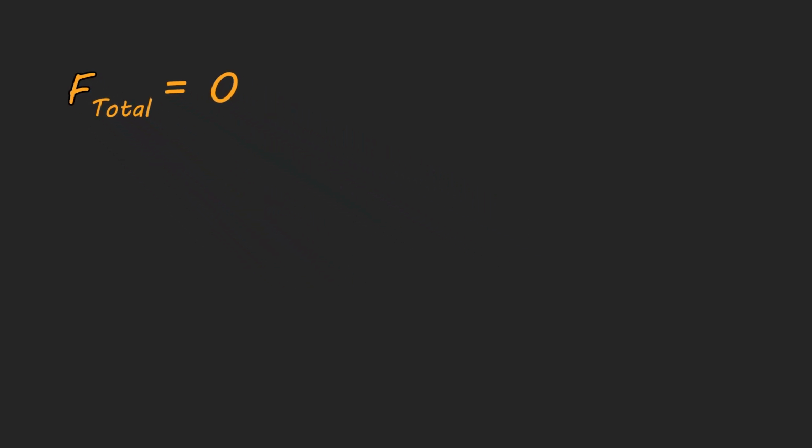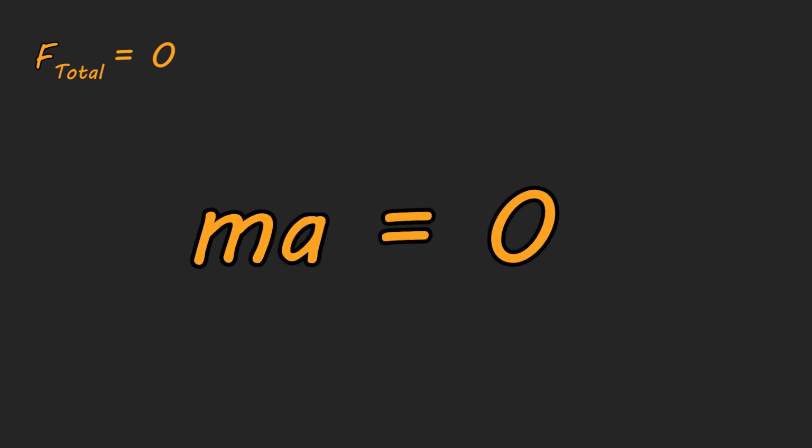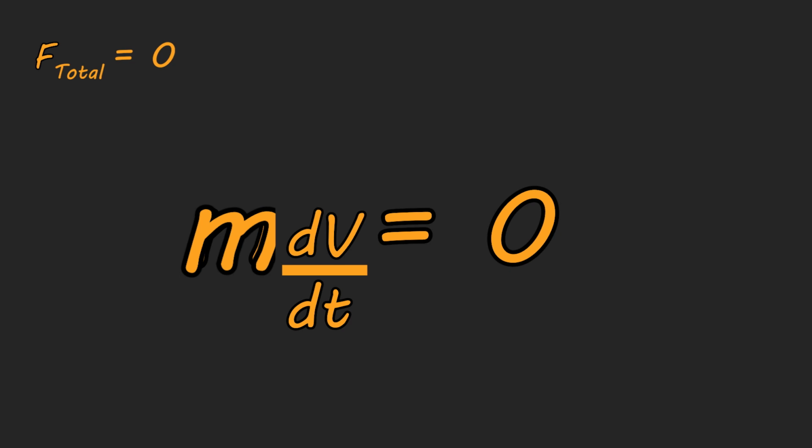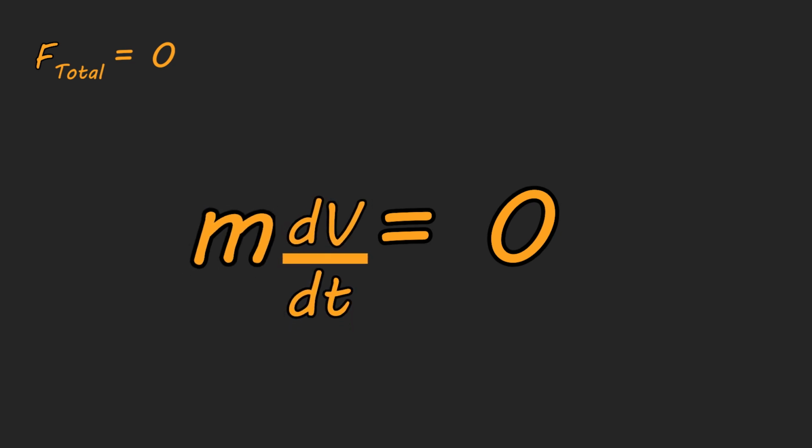How do we use this to prove the conservation of momentum? Well, again, in the previous video, we know that force is equal to mass times acceleration. Acceleration is just how velocity changes in time. We can write that as dv by dt. Plugging this definition into the top formula means that mass times dv by dt is equal to 0.